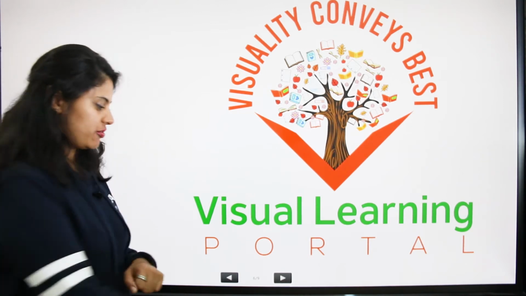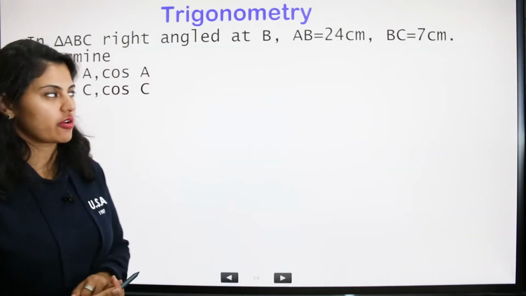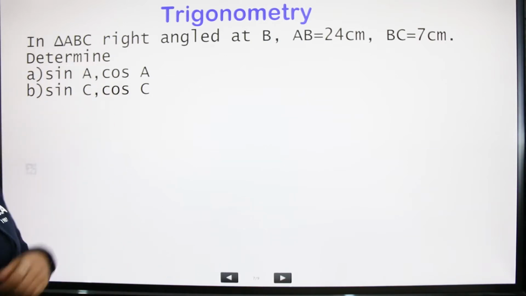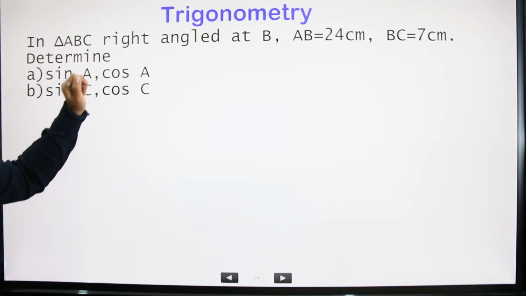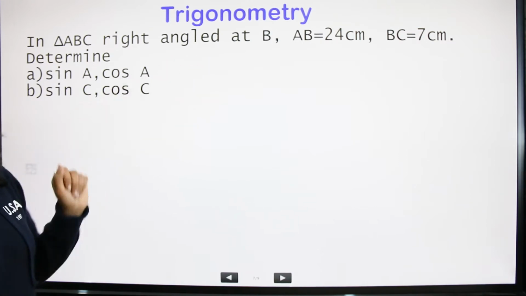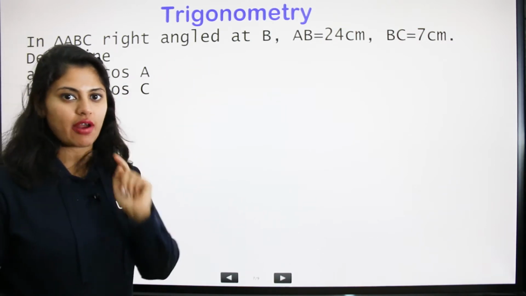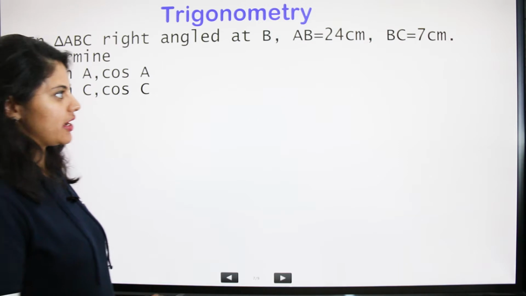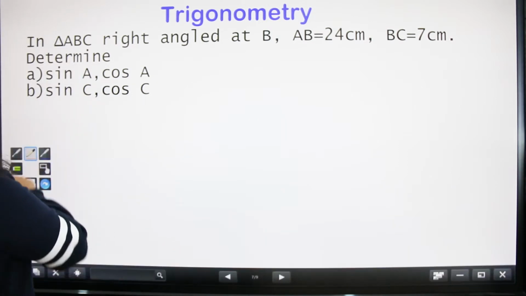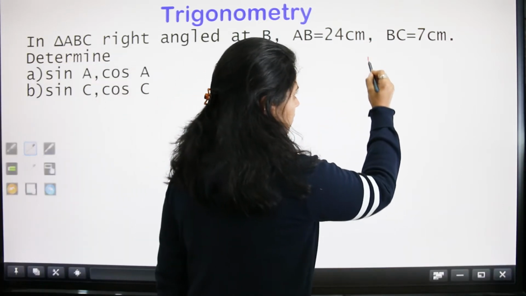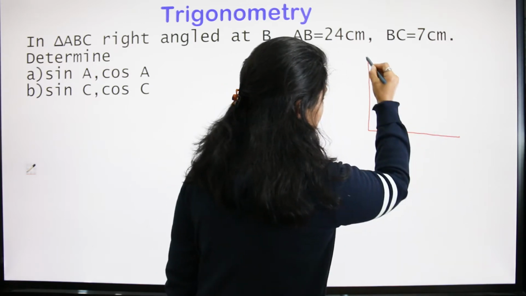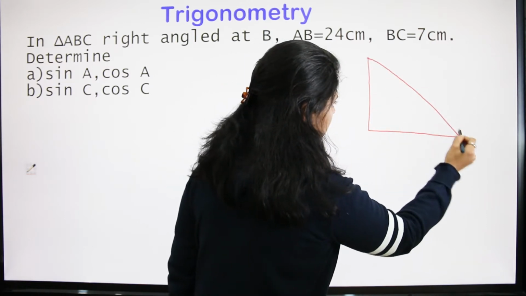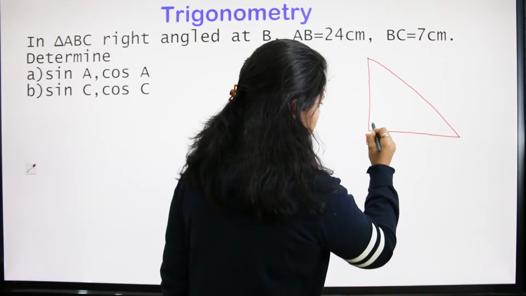Today we are going to do questions related to trigonometry. So let's read the question. In triangle ABC, right angled at B. So basically we are going to draw a right angle triangle, but the right angle needs to be at B. So let's draw the triangle here.